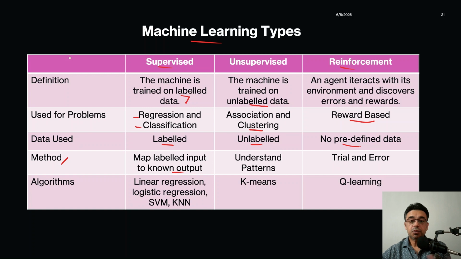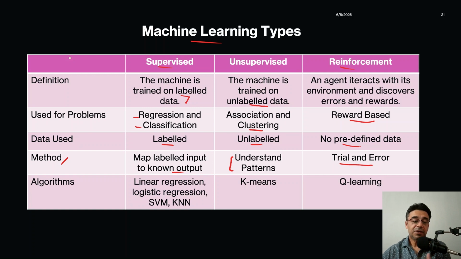Then in unsupervised machine learning, the machine will learn by understanding the patterns, and based on the patterns, different clusters will be created based on feature similarity. Because the data we have is unlabeled, the only solution the model has is to understand the patterns, and based on that different clusters will be created. And in reinforcement, the method we have is trial and error.